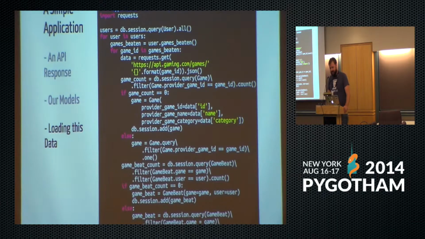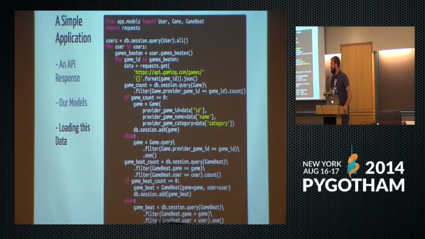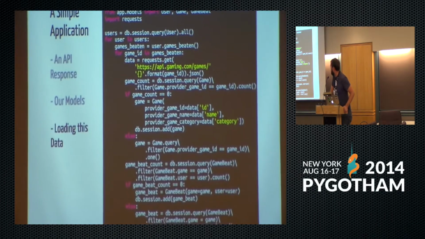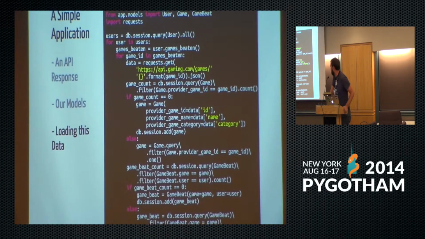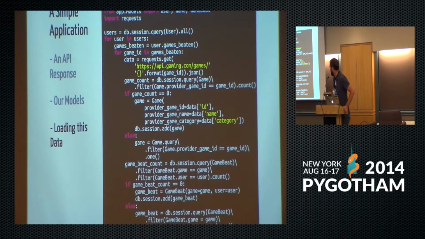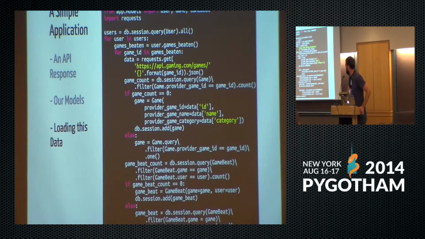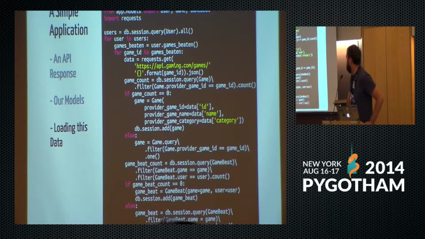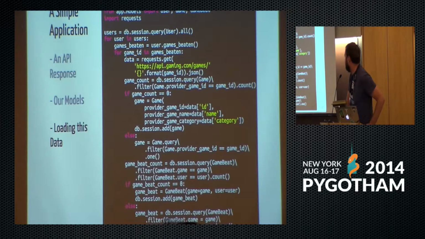Here's a first stab at loading this data into our database. It's quite messy. There's a bunch of repeated logic. We're making extra queries that we may not want to be making. We're doing a count just to see if the thing exists or not. This code is begging to be refactored and bundled up and made to look nicer.